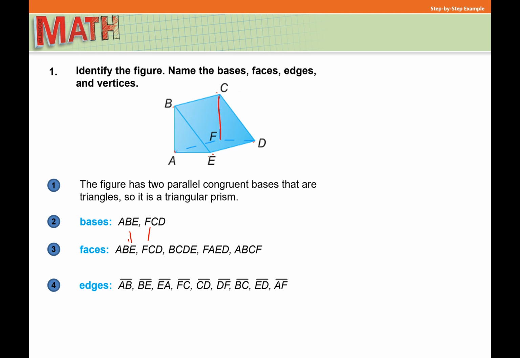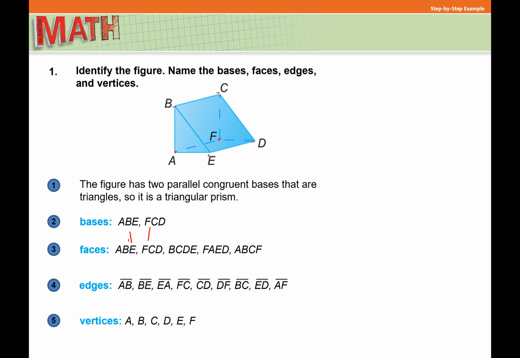F and C, C and D, D and F. Now we got the bases covered. What about after that? B and C, E and D, and A and F. And we got all the edges. Okay, vertices, easy enough. A, B, C, D, E, and F are our vertices, all the points.